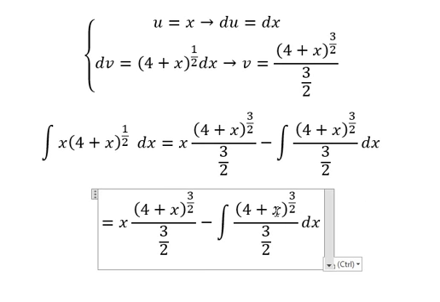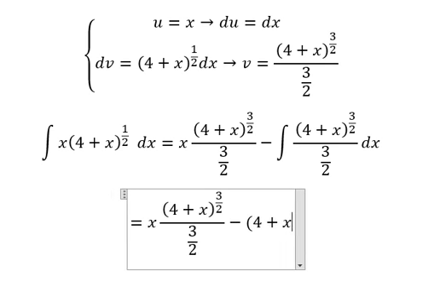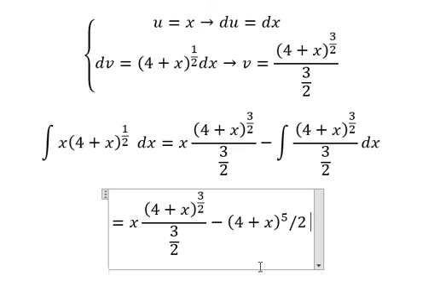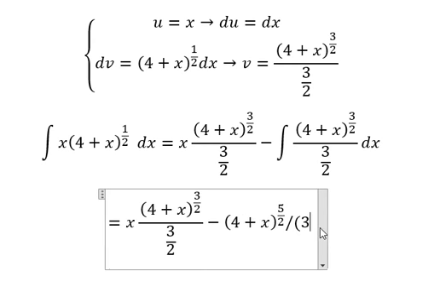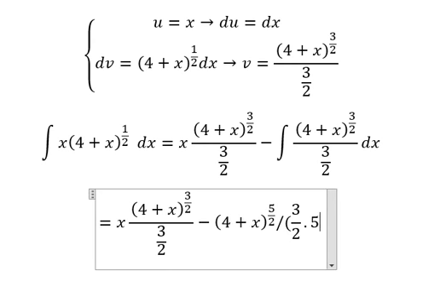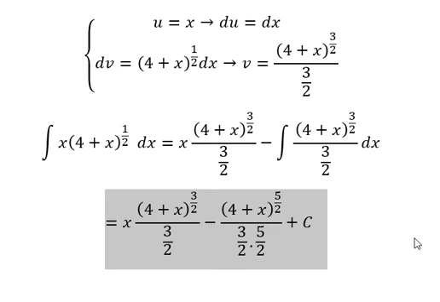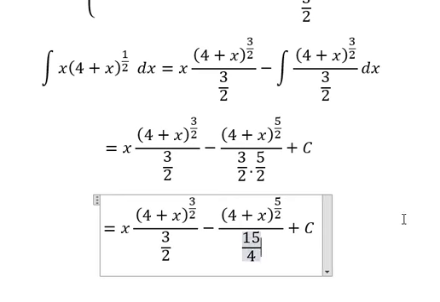The integration of 4 plus x to the power of 3 over 2, you will have 4 plus x to the power of 5 over 2, because 3 over 2 plus 1 gives 5 over 2, over 3 over 2 multiplied by 5 over 2. And we put c. And this one should be about 15 over 4.